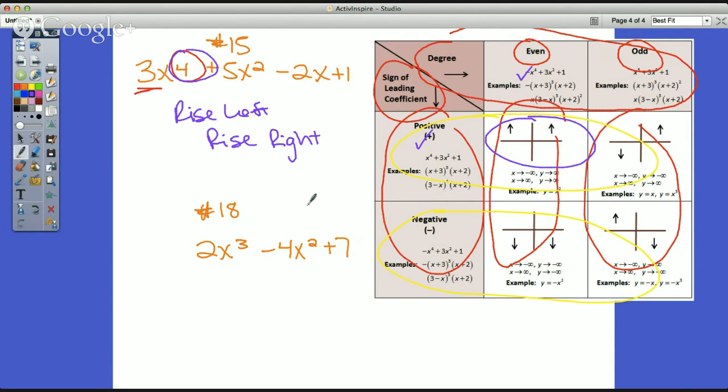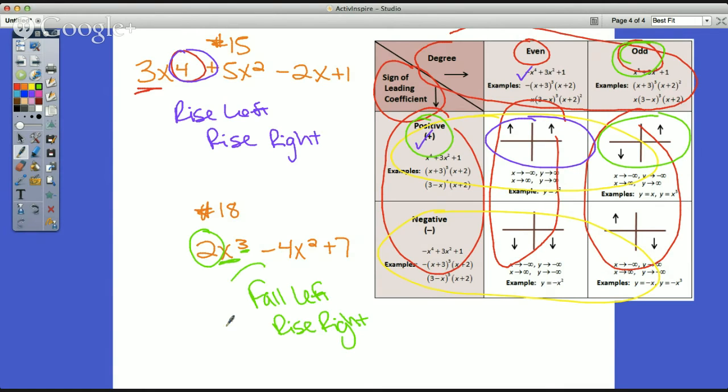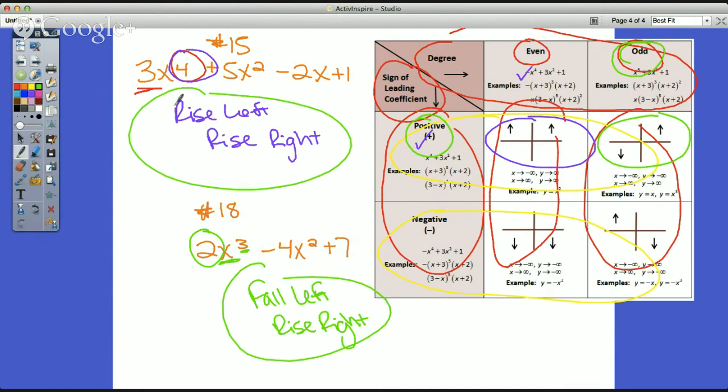Check out number 18. Number 18 has the same thing. Is my lead coefficient, which is the number in front of the highest degree, positive or negative? Well, it's positive. And then is my highest exponent even or odd? Since it's odd, and the lead coefficient's positive, I'm going to be right here, meaning I fall to the left and rise to the right. So I have that one as well as that one right there.